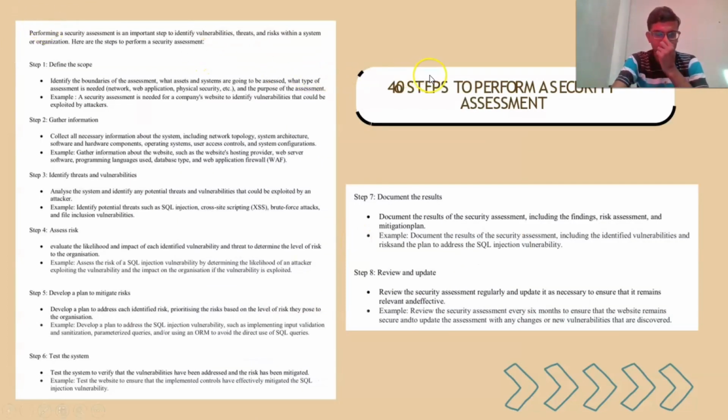Okay, next is 4.0 steps to perform a security assessment. Performing a security assessment is an important step to identify vulnerabilities, threats, and risks within a system or organization. Here are the steps to perform a security assessment.